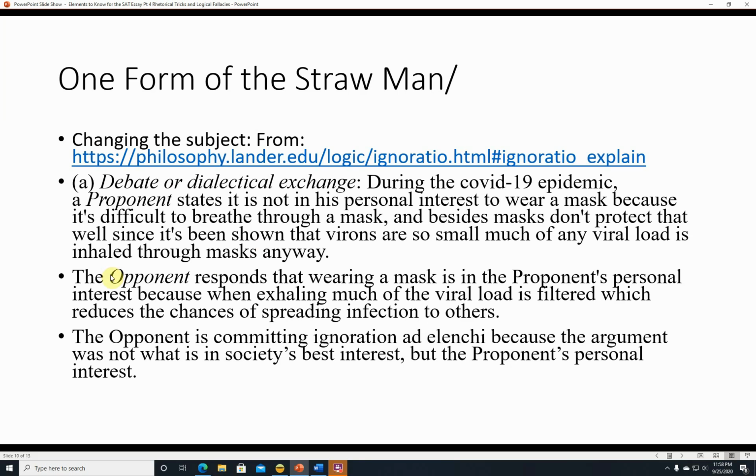I didn't write this. But anyway, the opponent responds that wearing a mask is in the proponent's personal interest because when exhaling, much of the viral load is filtered, which reduces the chances of spreading infection to others. The opponent is committing, okay, it should be ignoratio, not ignoration, sorry about that, ignoratio elenchi, because the argument was not what was in society's best interest, but what's in the proponent's personal interest. So assuming that the proponent doesn't care at all about society in general, then yeah, technically it's not in his best interest, it's just in society's best interest. So that is ignoratio elenchi, it's not the same argument, even though they're pretty close.